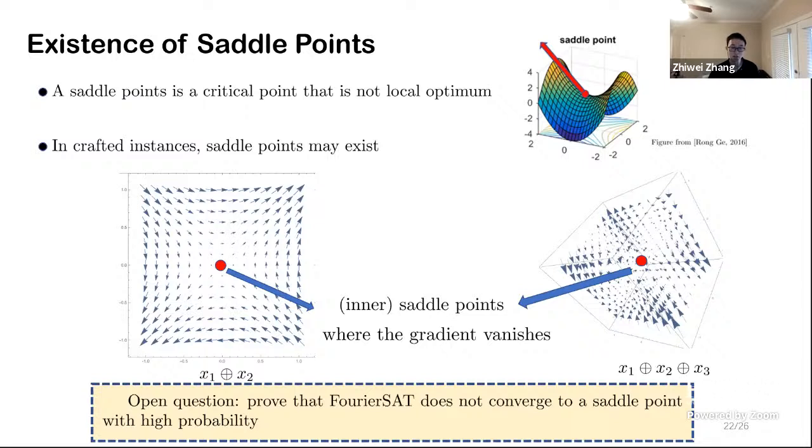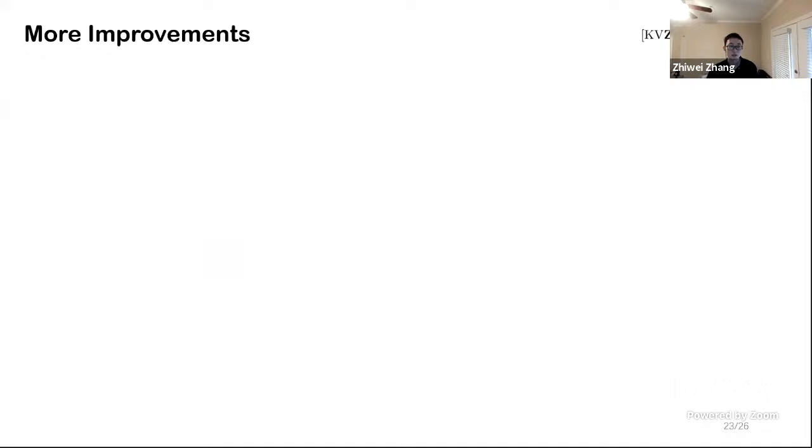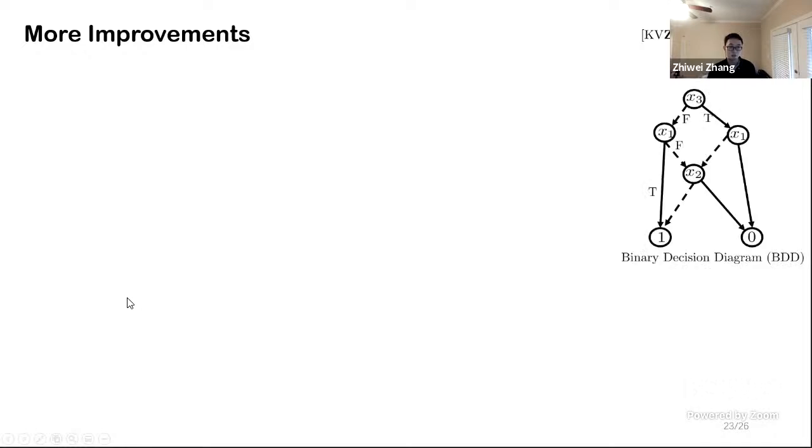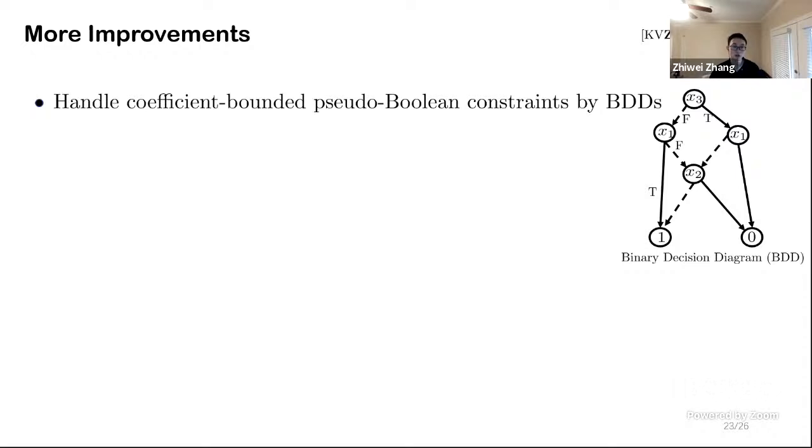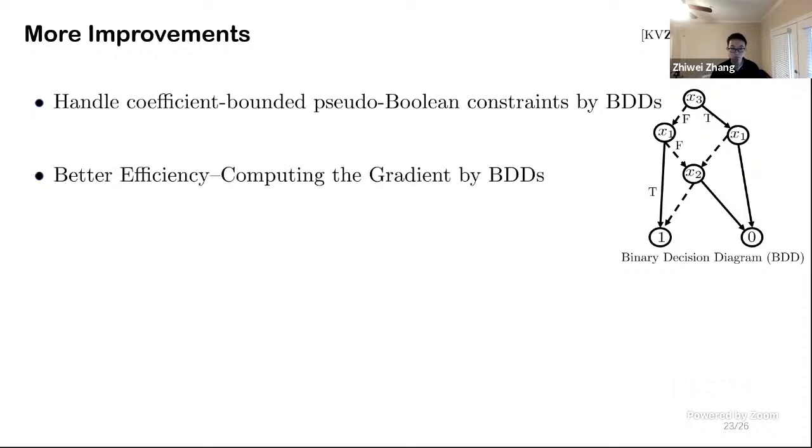So up till here, I think the framework has been introduced. In this slide, I want to tell you some improvements that we made on this framework in our newest paper, where we use a new representation of Boolean constraints called binary decision diagram. We use BDD to handle coefficient-bounded pseudo-Boolean constraints. Since the efficiency of computing the gradient is very important for continuous local search, we accelerated the gradient computation by BDD significantly.